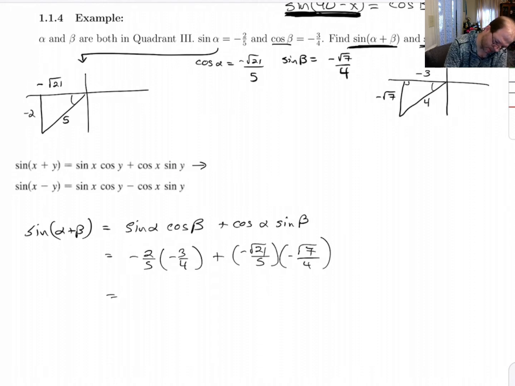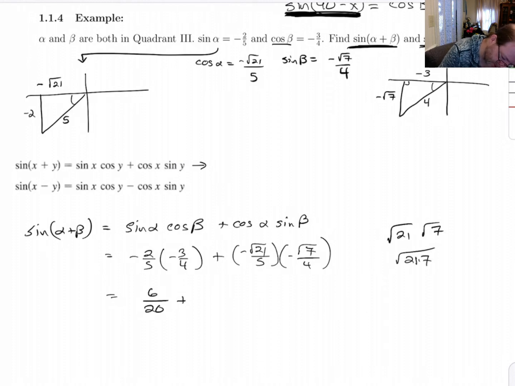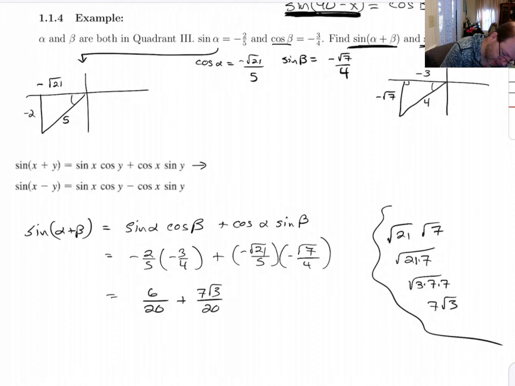So let's see, what is that? 6 over 20 plus, notice all this stuff becomes positive because we've got two negatives multiplied on both of the terms. So let's see, 21 times 7. Notice this, if you multiply root 21 times root 7, you get root 21 times 7. You can rewrite that as 3 times 7 times 7. So it becomes 7 root 3. So you get 7 root 3 over 20. So 6 plus 7 root 3 over 20.